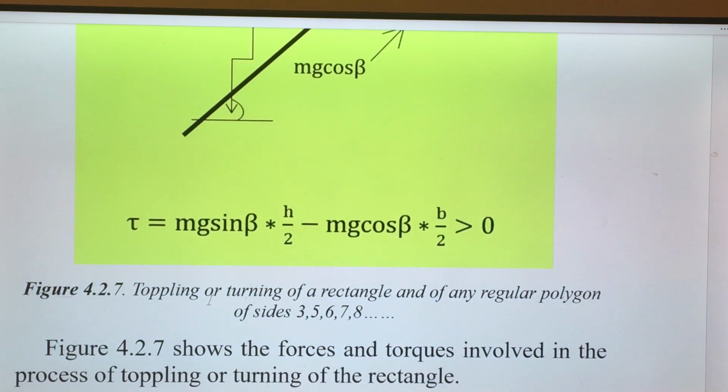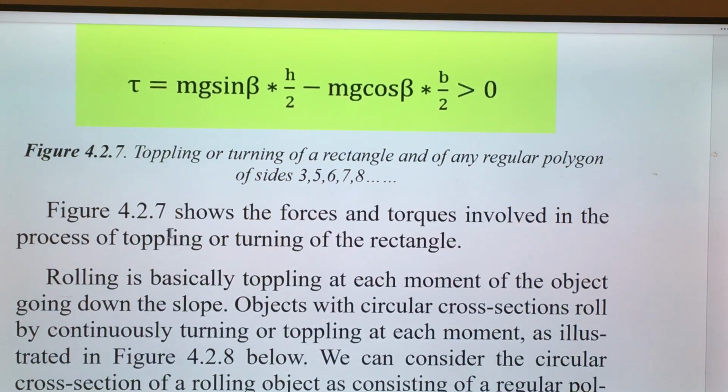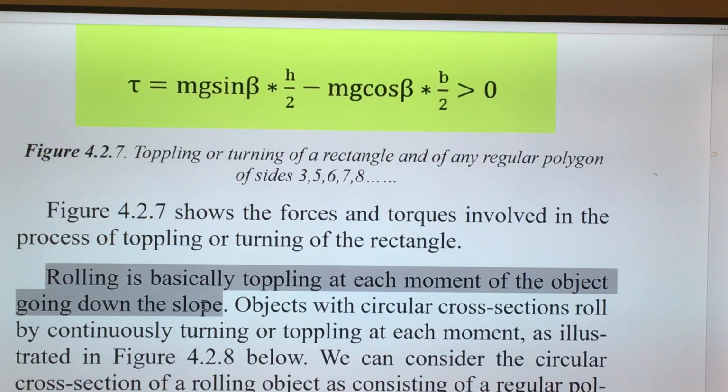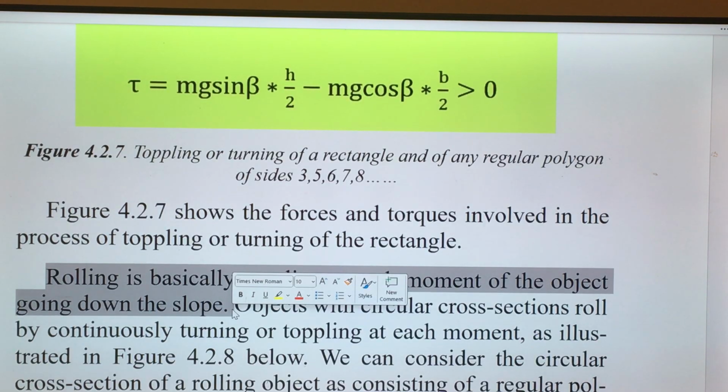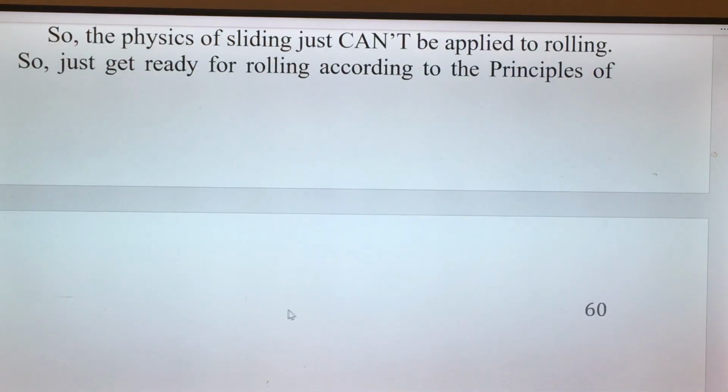Okay, so this is toppling or turning of a rectangle. Figure 4.2.7 shows the forces and torques involved in the process of toppling or turning of the rectangle. Rolling is basically toppling at each movement of the object going down the slope. Okay guys, this is the gist of the story, the main matter, the essence: rolling is basically toppling at each and every movement of the object going down the slope. Objects with circular cross sections roll by continuously turning or toppling at each moment.